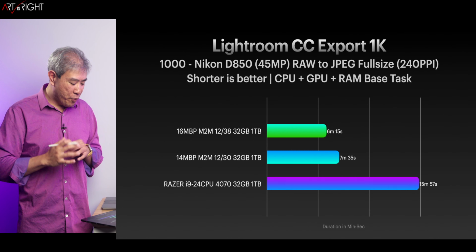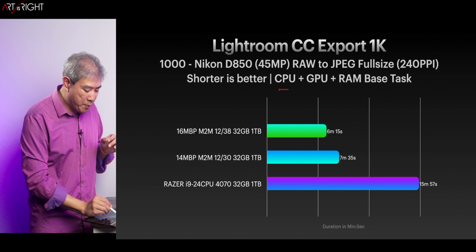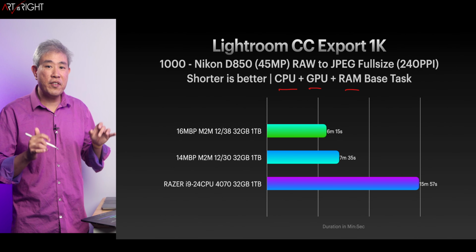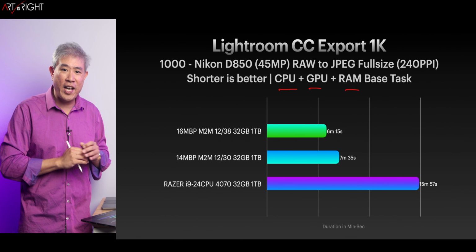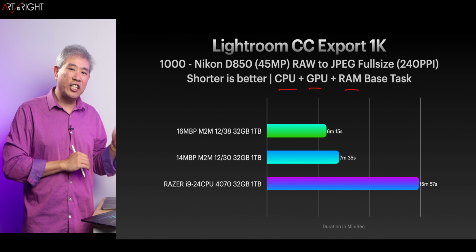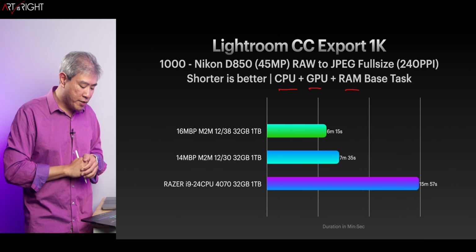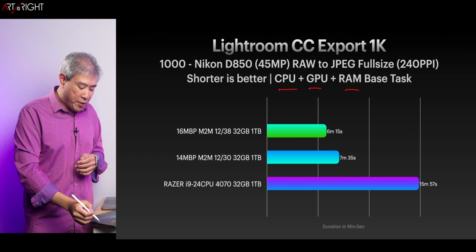What about Lightroom? This is the cloud version, or what they call Lightroom Desktop. And when we compare this, this is one of those tasks where the export is using the CPU, GPU, and RAM all in combination. And yes, GPU acceleration has been enabled on this particular task. Yet it takes a little bit more than double the time to finish compared to these two machines. So something to think about there.